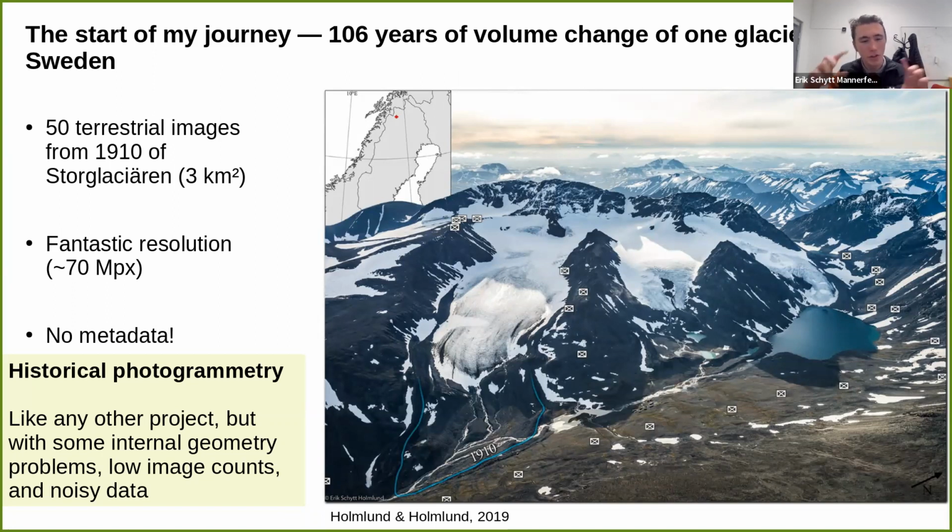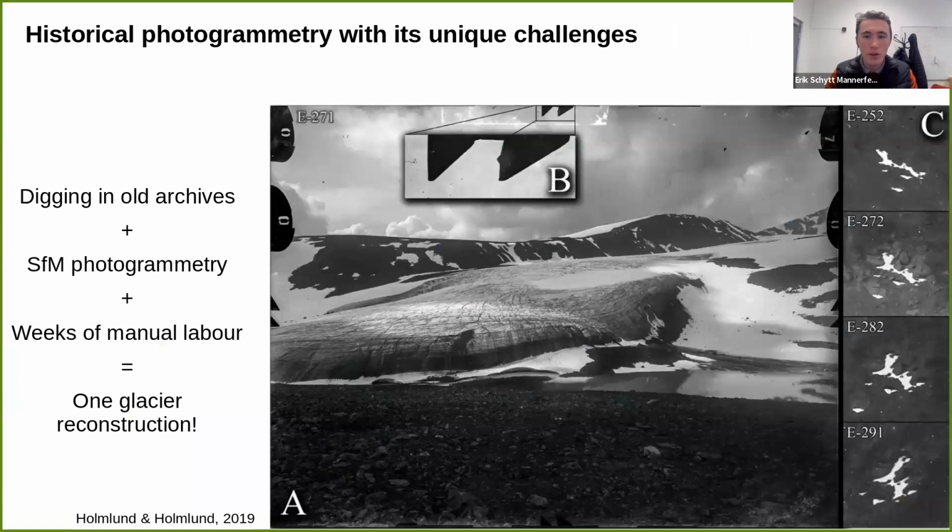That includes that the internal geometry has to be solved for, and there are often not that many images, and the images can be quite noisy. Another challenge was that we didn't know exactly where they were taken. We also didn't know with what camera it was taken. So here's an example of one of these stunning images from Storglaciären.